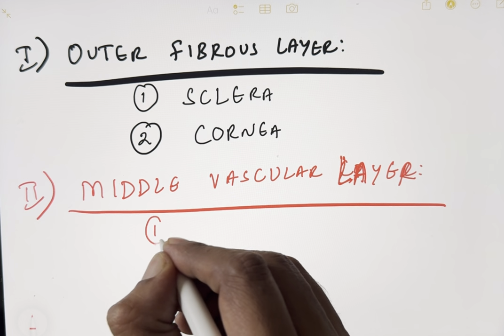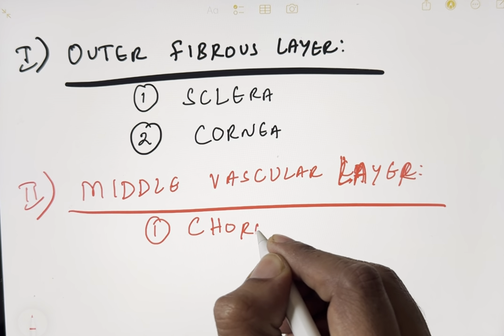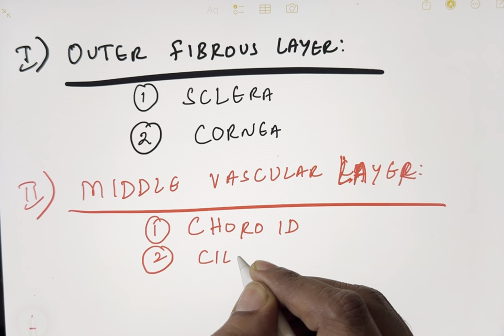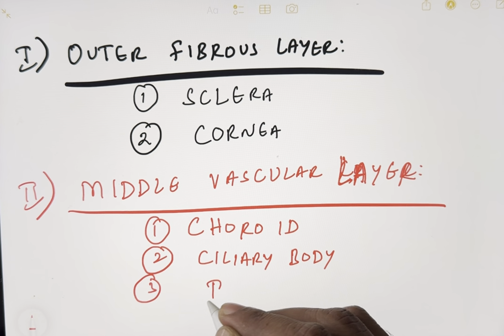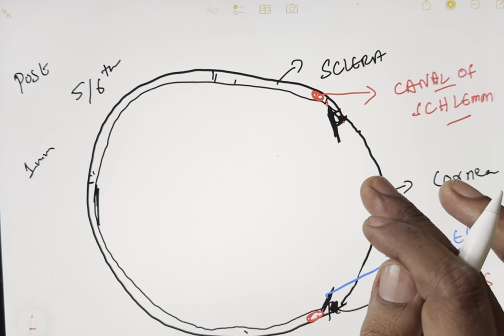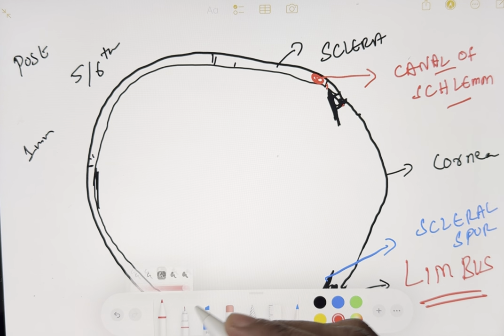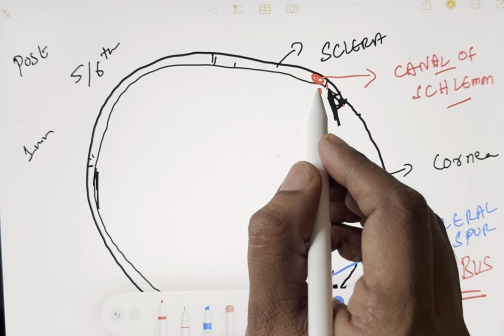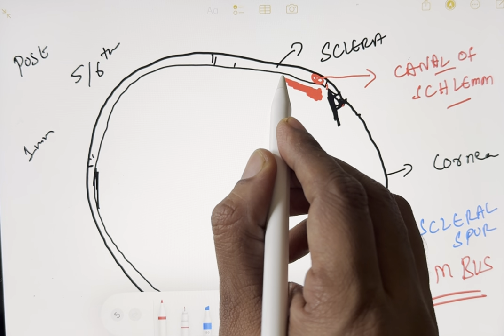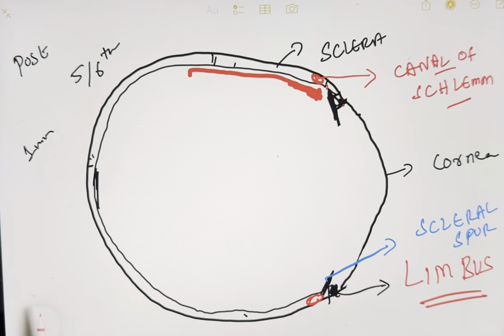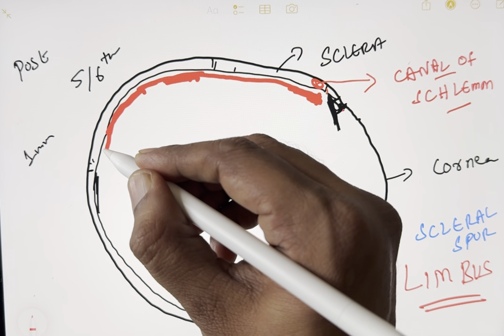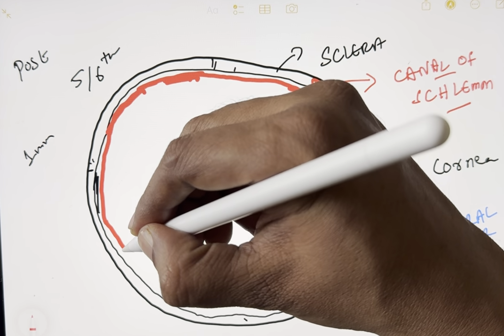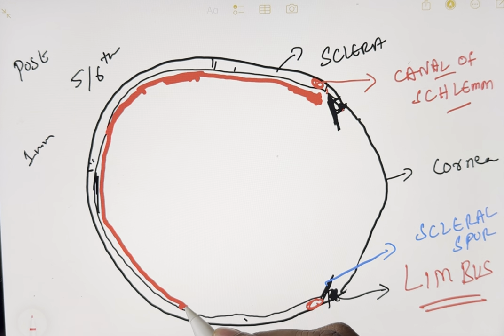It consists of three parts. What are the three parts? Choroid, then ciliary body, and finally the iris. Let me show you diagrammatically what the three parts of the second middle layer are. Just inside this sclera, that is the eyeball, the second layer is the vascular part, rich in blood vessels. This part of the eyeball is the ciliary body.